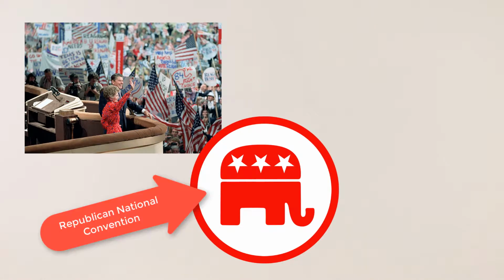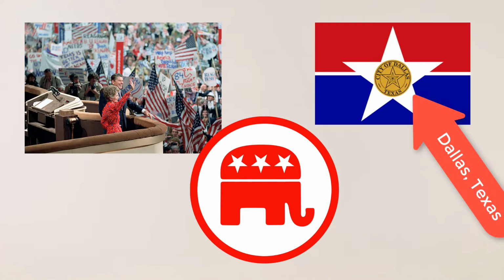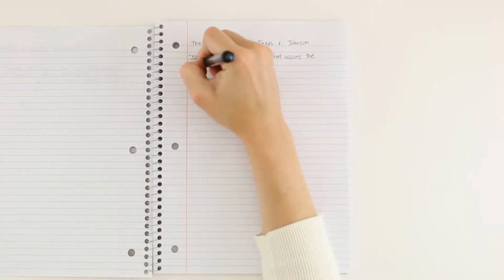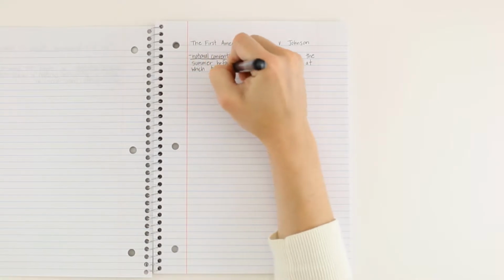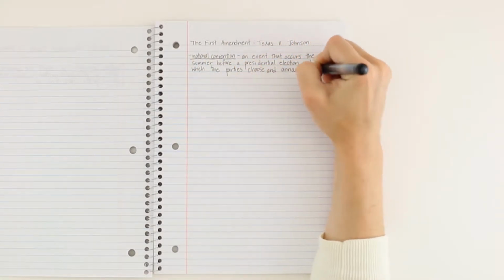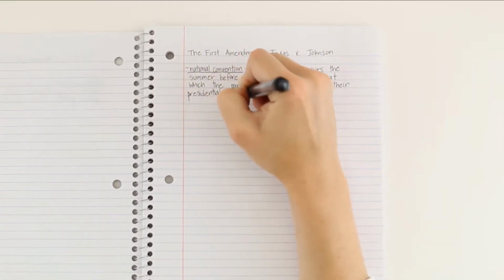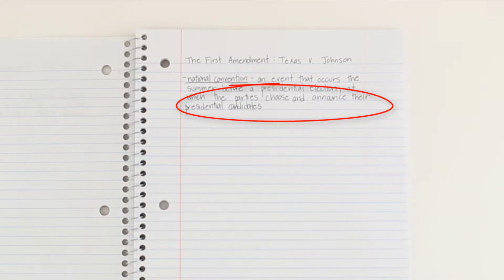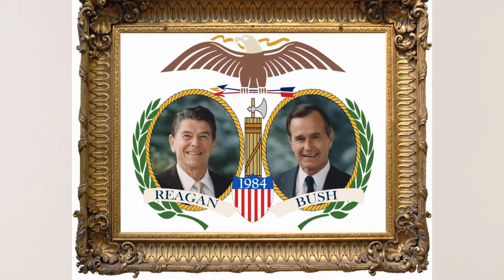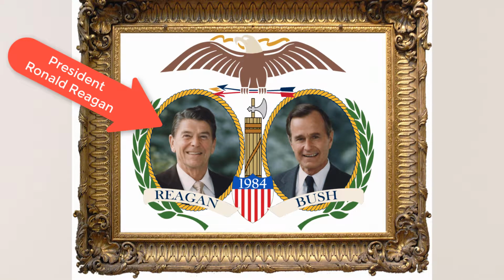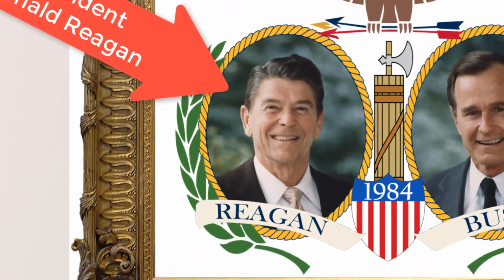In 1984, the Republican National Convention was held in Dallas, Texas. A national convention is an event that occurs the summer before a presidential election. The political parties use conventions as an opportunity to announce their presidential candidates. In 1984, the Republicans were scheduled to announce President Ronald Reagan, who was running for a second term in office, as their candidate.